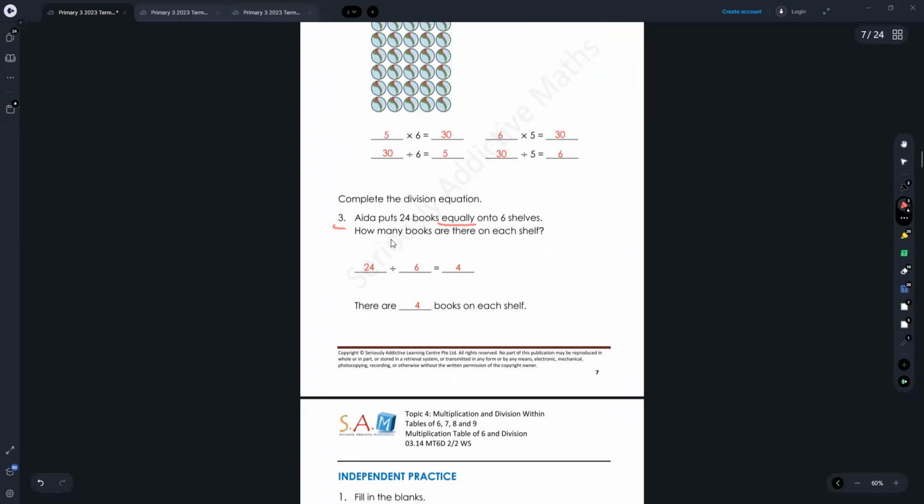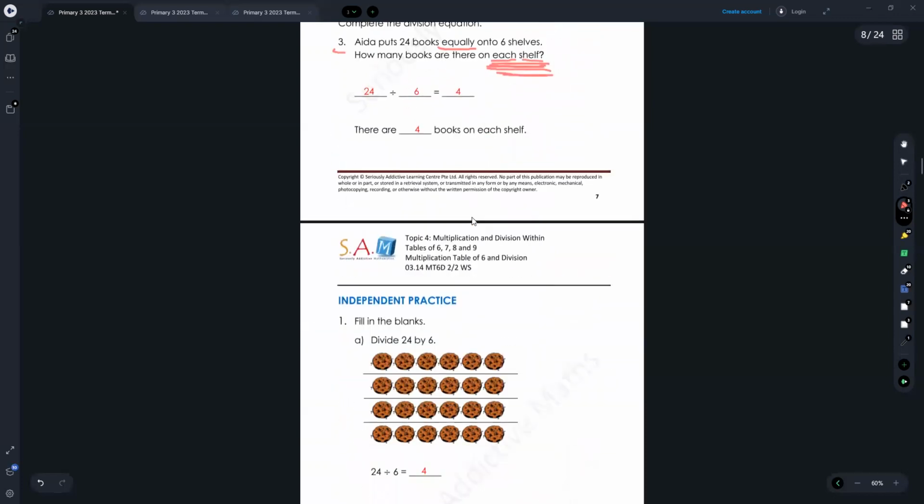And then the question, how many books are there on each shelf? Multiplication is an altogether different thing. For example, recap: there are 2 books on 1 shelf, there are 6 shelves. How many books are there? So 6 times 2, 12 altogether. Whereas for division, it's asking for 1 box. What's the number of items in 1 box, or 1 group, in this case, shelf? So emphasize that so they can recognize the difference between multiplication and division word problems.